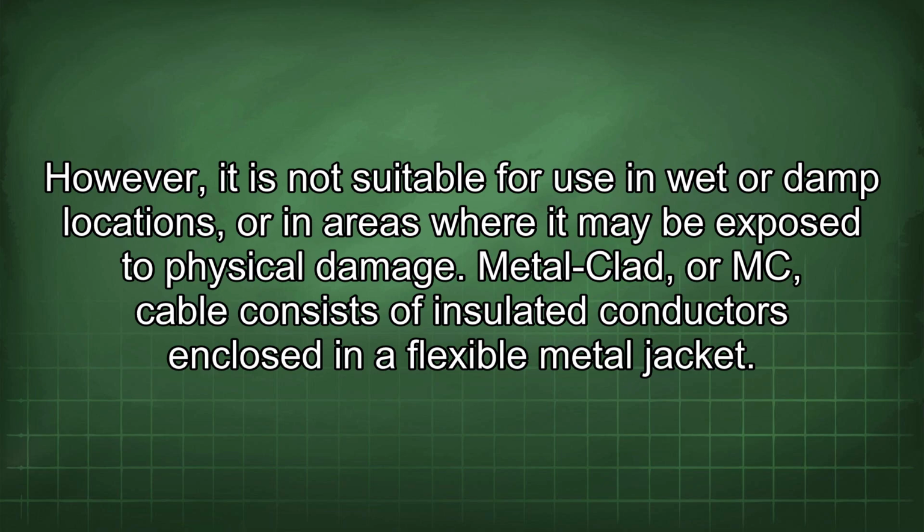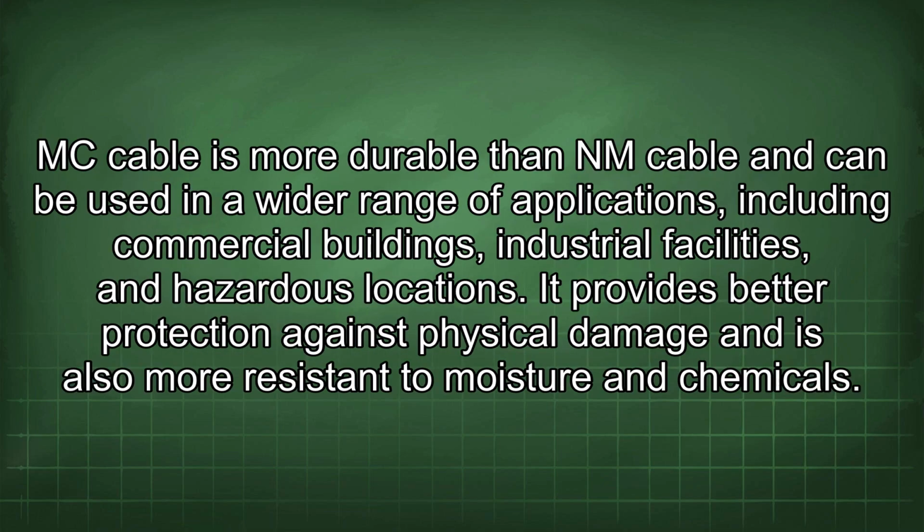to physical damage. Metal-clad, or MC, cable consists of insulated conductors enclosed in a flexible metal jacket. MC cable is more durable than NM cable and can be used in a wider range of applications, including commercial buildings, industrial facilities, and hazardous locations. It provides better protection against physical damage and is also more resistant to moisture and chemicals.